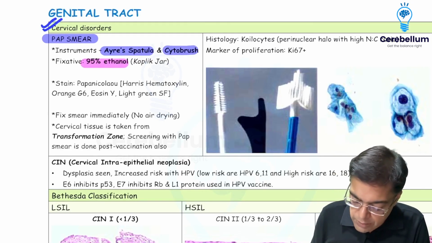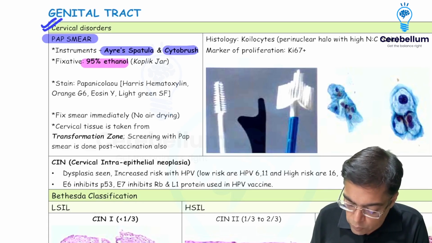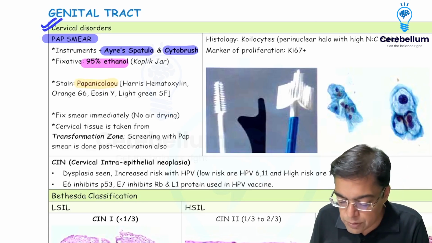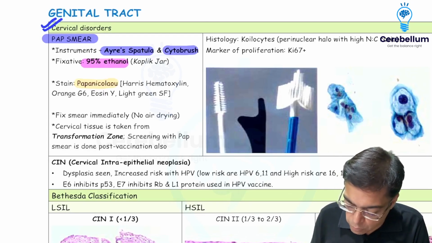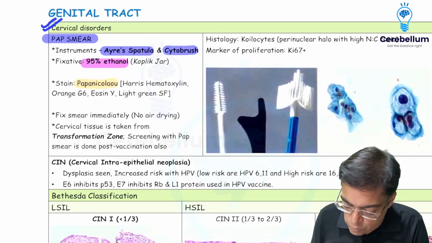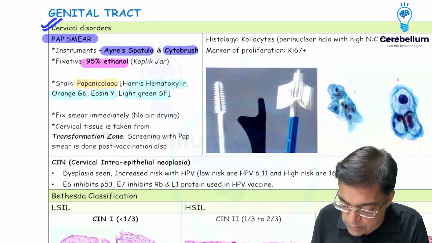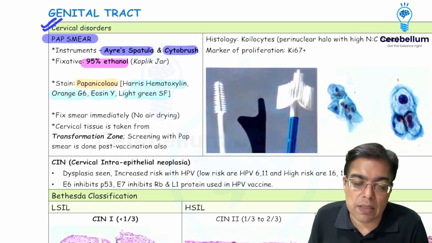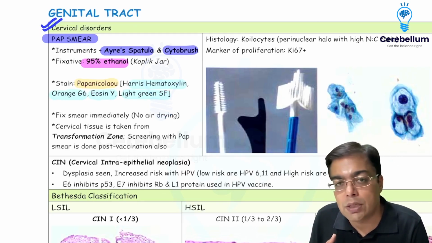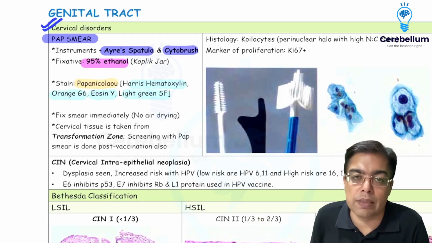There are different types of stains which we are going to be using, and surprisingly, we got a question in the exam on the pap smear asking about the Papanicolaou stain, which contains these important components: light green SF, eosin Y, orange G6, and Harris hematoxylin. Whether you wish to remember this much detail or not, since it is a previous exam question, my humble recommendation is to be aware of it in case the question is repeated just like that.